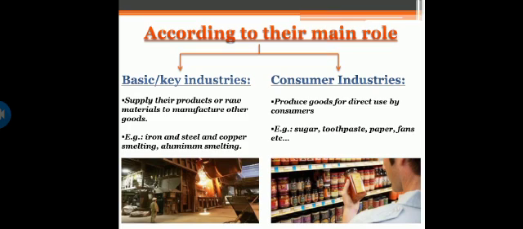Clear? Next, consumer industries. These produce goods for direct use by consumers. For example, sugar, toothpaste, paper, fans, etc. You can see very clearly from the pictures how we differentiated between the basic industries and consumer industries.